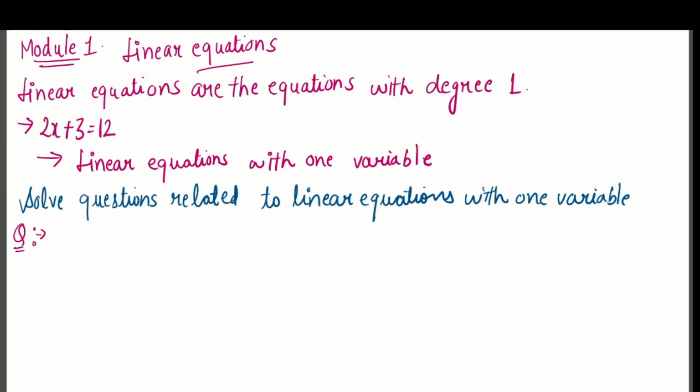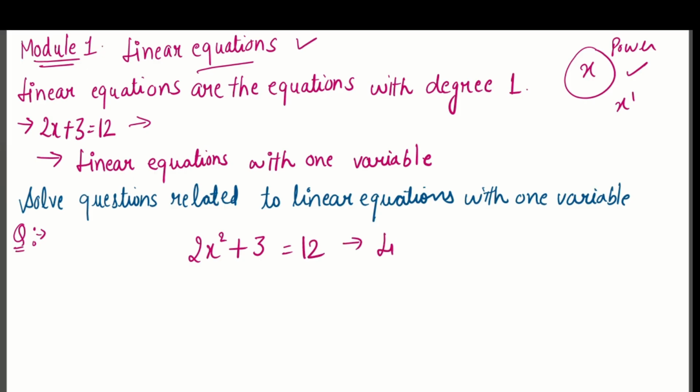So what are linear equations? Linear equations are equations with degree 1, like 2x + 3 = 12. This is called a linear equation in one variable, where the power of the variable is 1. For example, 2x² + 3 = 12 is not a linear equation in one variable.